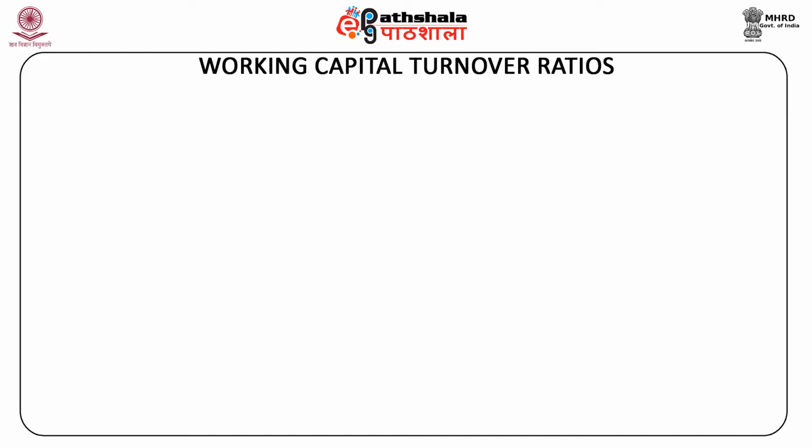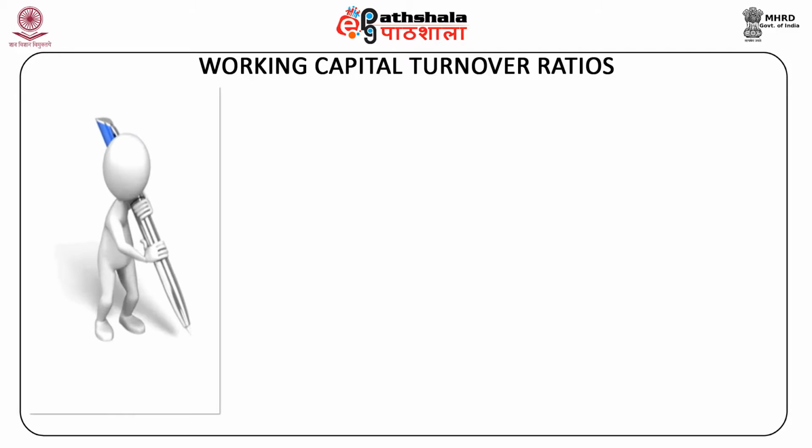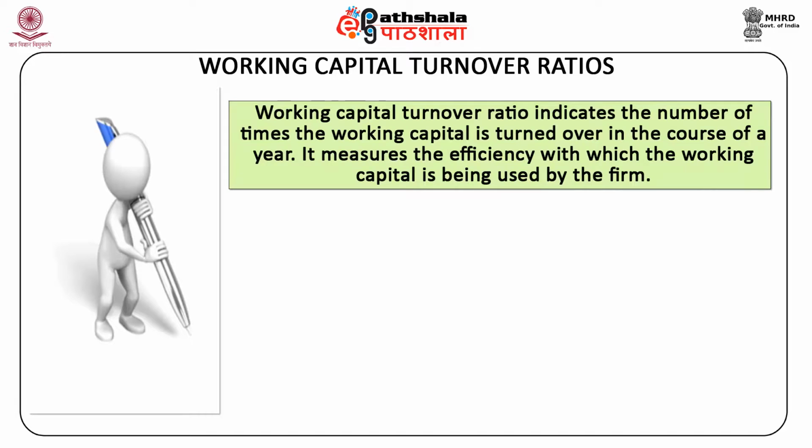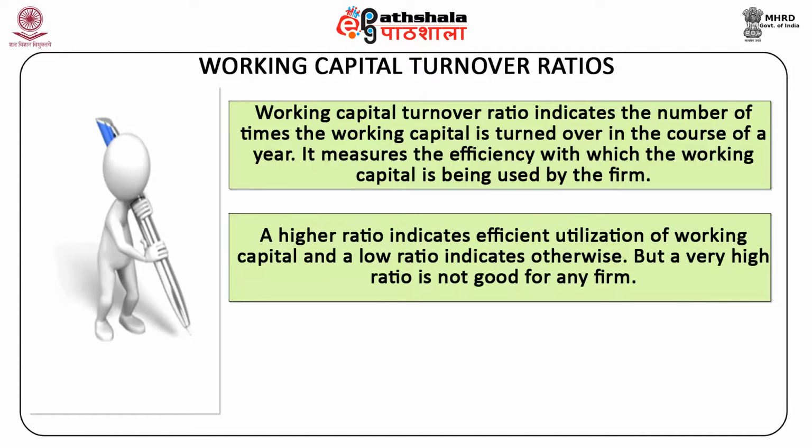Working capital turnover ratios. Working capital turnover ratio indicates the number of times the working capital is turned over in the course of a year. It measures the efficiency with which the working capital is being used by the firm. A higher ratio indicates efficient utilization of working capital, and a low ratio indicates otherwise. But a very high ratio is not good for any firm.